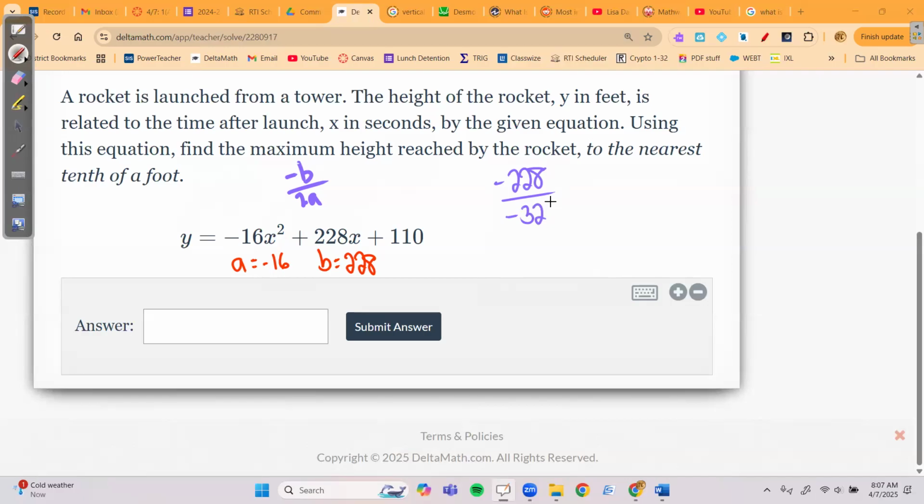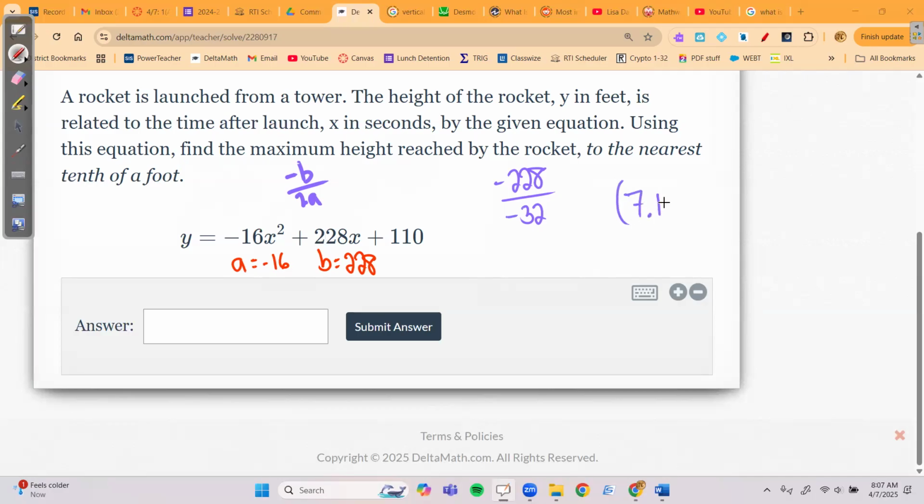Any little missed signs are going to cause us a lot of stress here. I've been harping on you since I met you that signs are not to be taken lightly. I don't need to type it into my calculator as a negative divided by a negative, because it's going to come out as a positive. So if I type in 228 divided by 32, I get 7.125. That means that the vertex occurs at an x coordinate of 7.125.